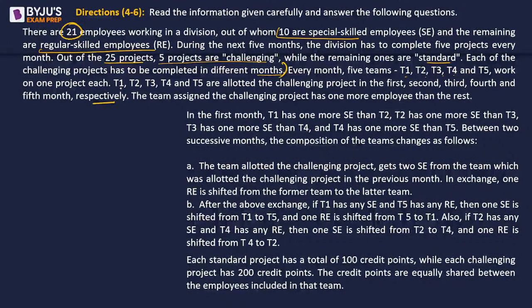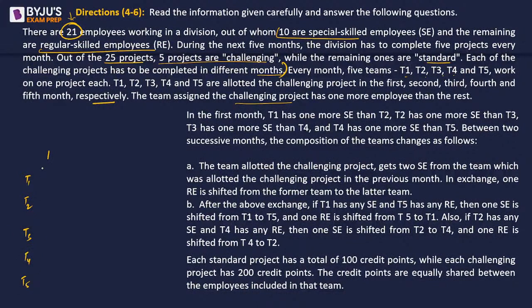Now in the second month, T2 will take the challenging project and the remaining teams will take the normal standard project. In the third month, T3 will take challenging. In the fourth month, T4 will take challenging, and so on. Right? The team assigned the challenging project has one more employee than the rest. Okay, total employees kitne hai? 21 employees. Fine.